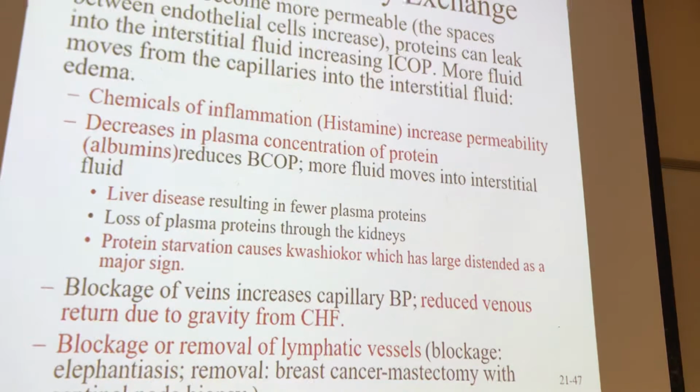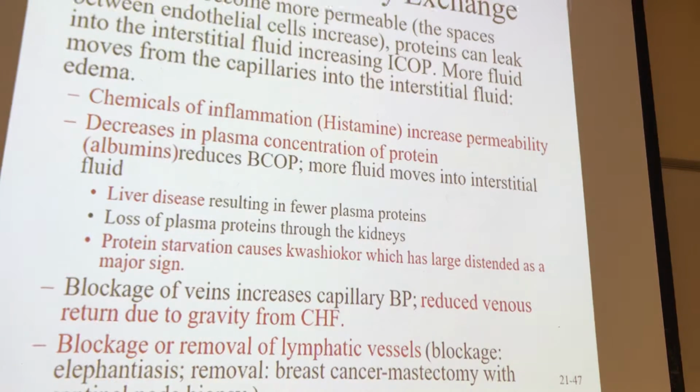If the gaps are bigger between the cells, now proteins can leak out of your bloodstream into your interstitium, right? Into that space found between your bloodstream and your cells. So that interstitial fluid now has a lot of proteins there. And now those proteins start to attract more water from the bloodstream. As it starts attracting more water, you'll start having more and more edema.